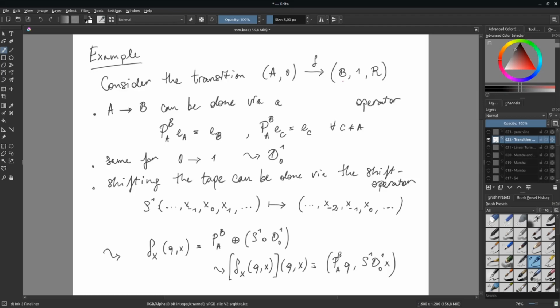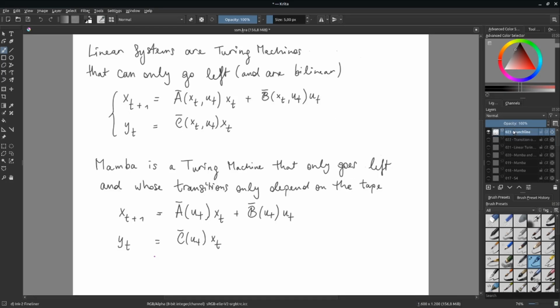You could also do that for this whole step for every single input, and at the end you'd have a map delta x that produces a linear operator. So it's not quite linear, but it sort of looks like it. So the punchline is that if you look at linear systems, first of all, you only go in one direction. You cannot go back and rewrite the previous input output. So you could say that linear systems basically are Turing machines, but that can only go to the left in this case.